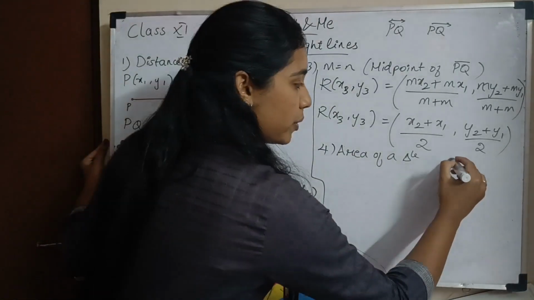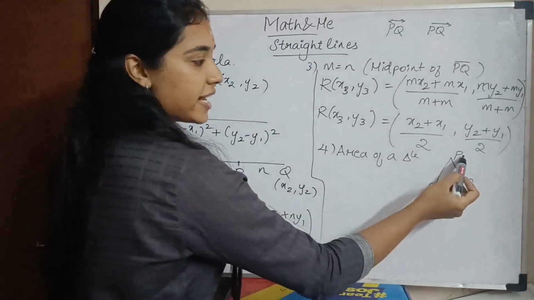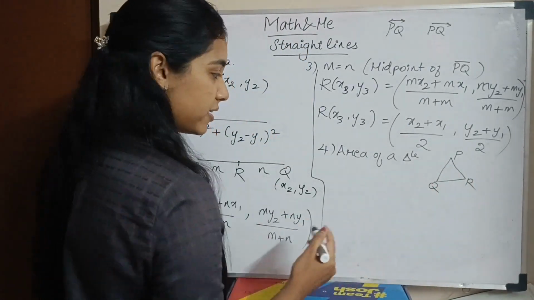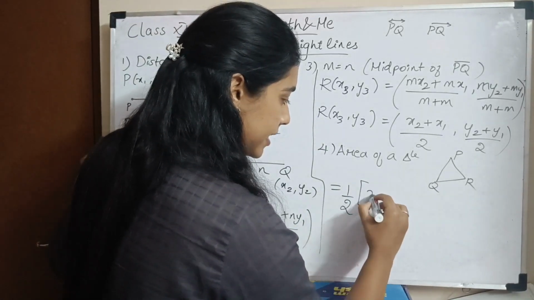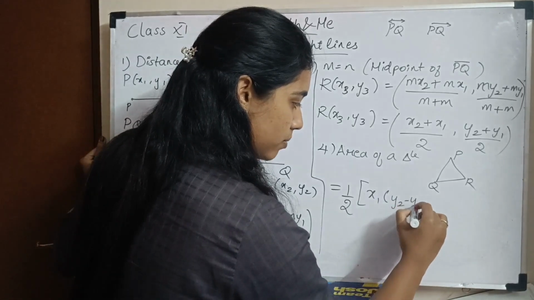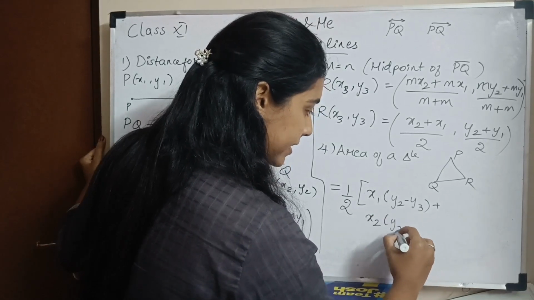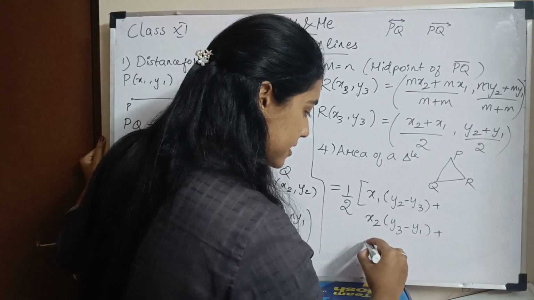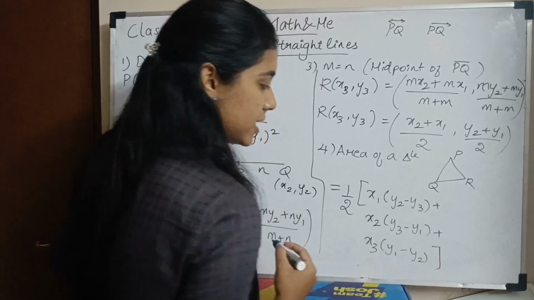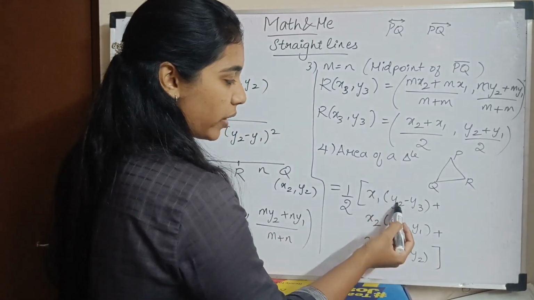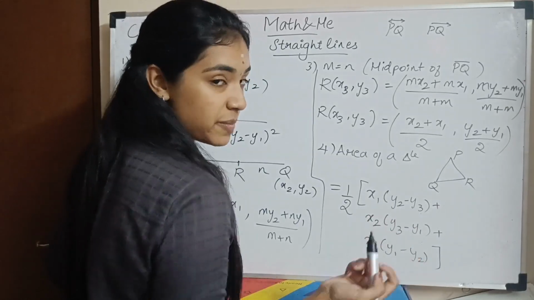So what do we have in a triangle? We have three coordinates, P, Q and R, with coordinates x1, y1, x2, y2 and x3, y3. So the area of the triangle is half times [x1 (y2 minus y3) plus x2 (y3 minus y1) plus x3 (y1 minus y2)]. So how can you remember this? You have x, y, y and the subscripts are 1, 2, 3, 2, 3, 1, 3, 1, 2. It is basically a cyclic one.